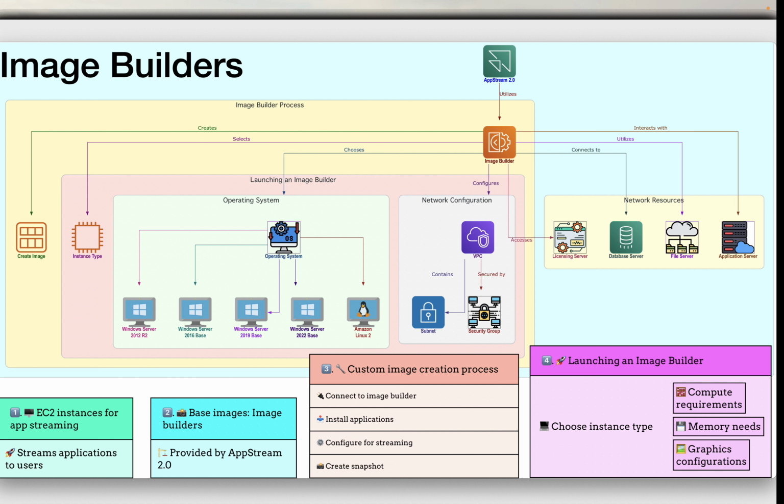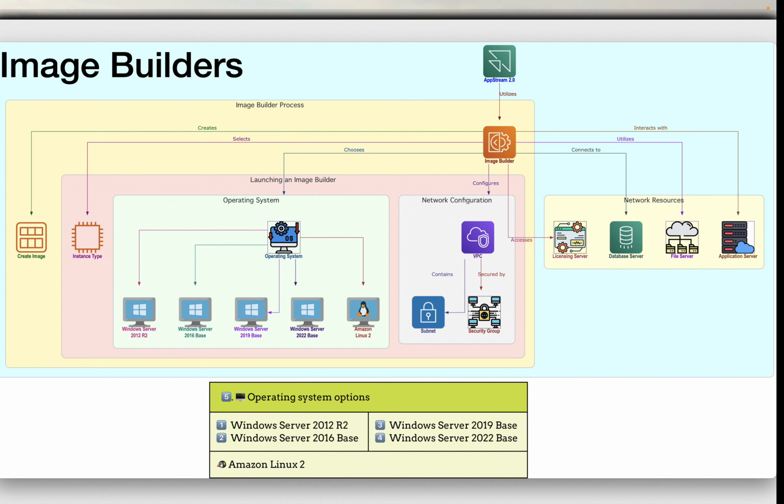Launching an image builder. You can select the appropriate instance type based on the required compute, memory, and graphics configuration. Then you can choose from the following operating systems for the image builder. You can pick one of them: Windows Server 2012, Windows Server 2016 base, Windows Server 2019 base, Windows Server 2022 base, or Amazon Linux 2.